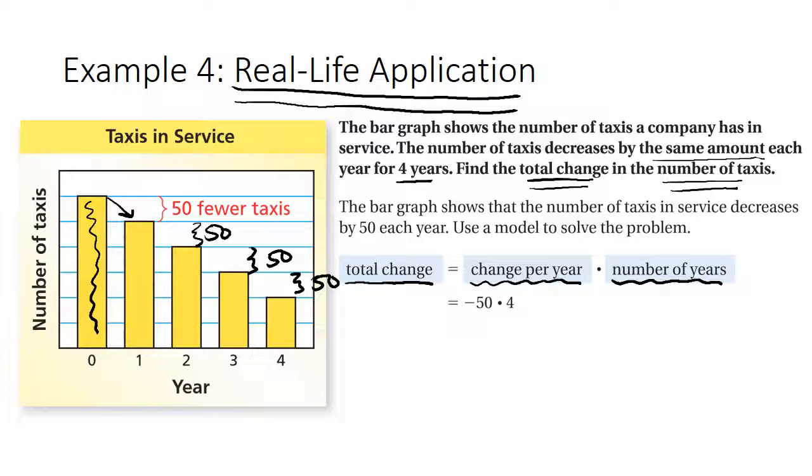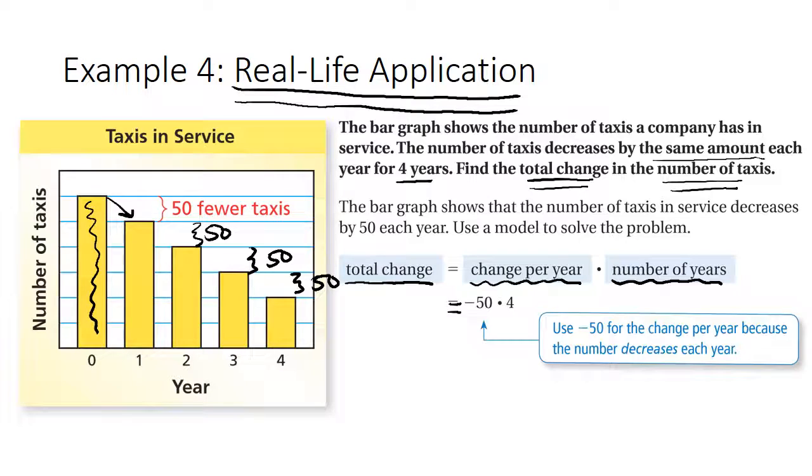So as we look at this, we can say, okay, we have 50 fewer taxis. An integer that would represent 50 fewer taxis would be negative 50, because there was a decrease in the number of taxis, so negative 50.